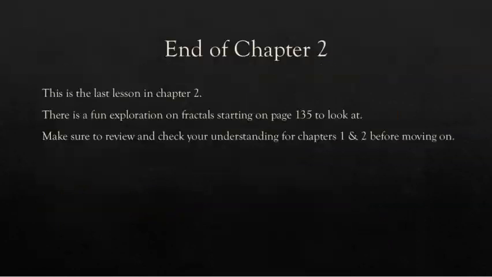So this is the last lesson in chapter 2. There's also a fun exploration on fractals starting on page 135 that you could look at the end of chapter 2. And I want to make sure that you review and check your understanding for both chapters 1 and 2 before moving forward.